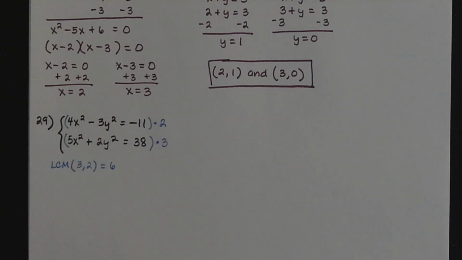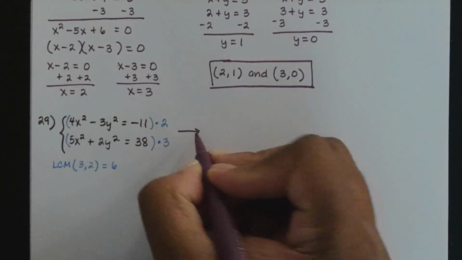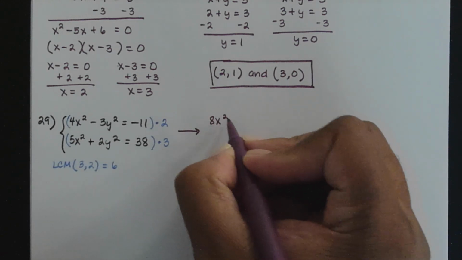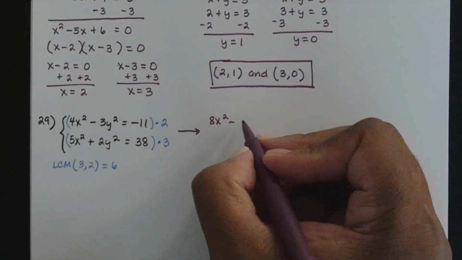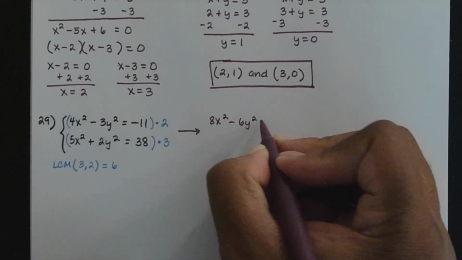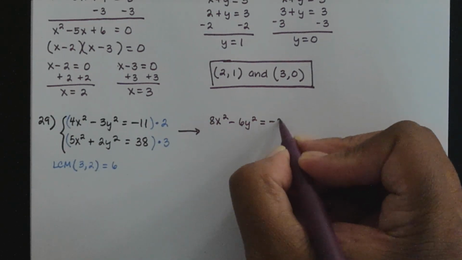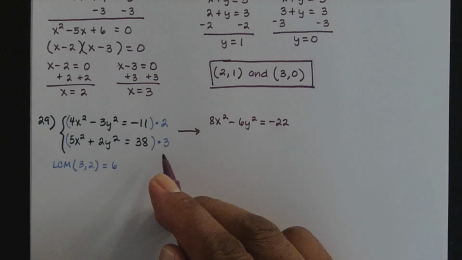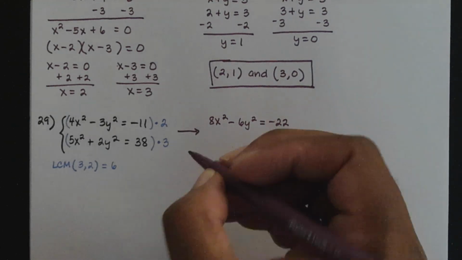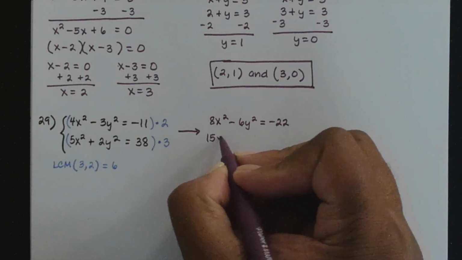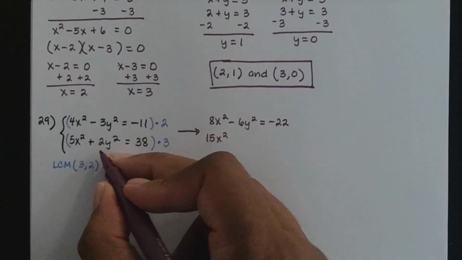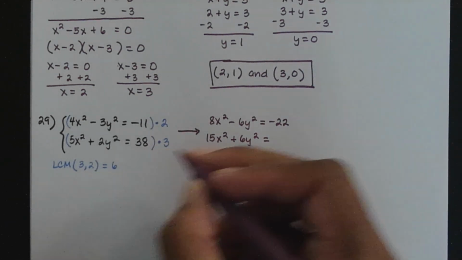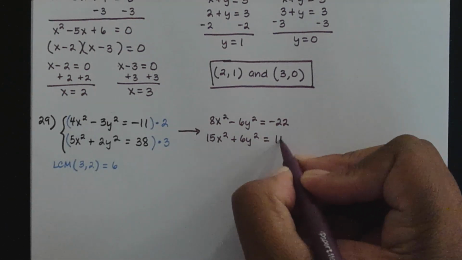All right, so when I do that, that first equation being multiplied by 2, I have 2 times 4x squared, that's 8x squared, minus 2 times 3y squared will be 6y squared, equals 2 times negative 11, that's negative 22. And now for the second equation, I'm multiplying it by 3, so 3 times 5x squared would be 15x squared. 3 times the plus 2y squared would be a plus 6y squared. That's equal to 3 times 38, which is 114.